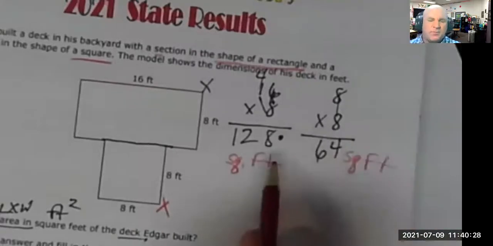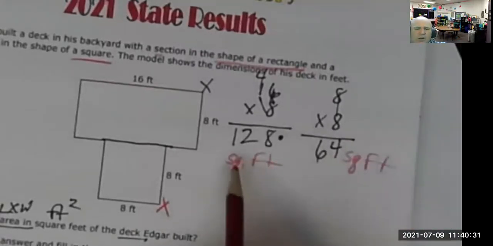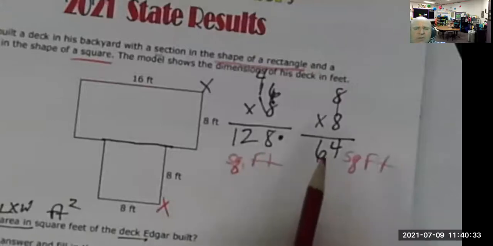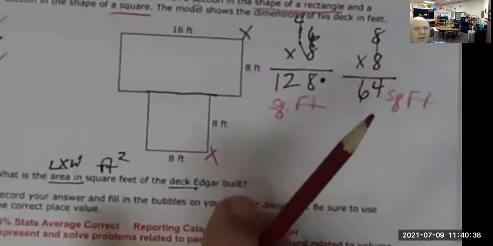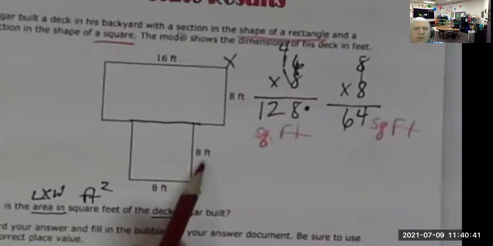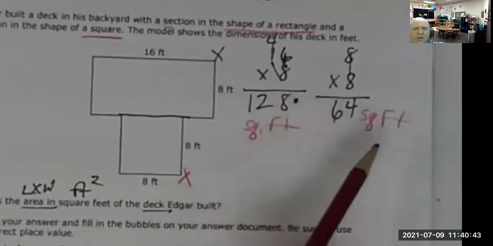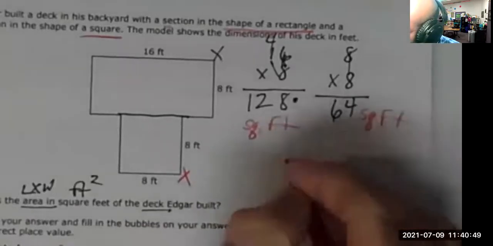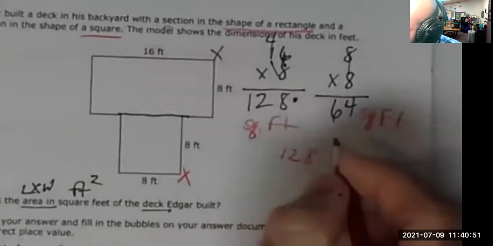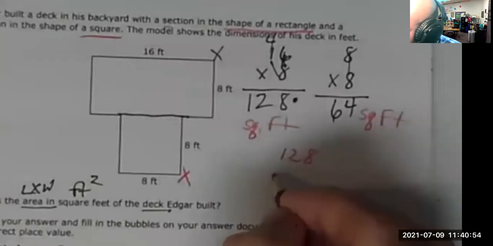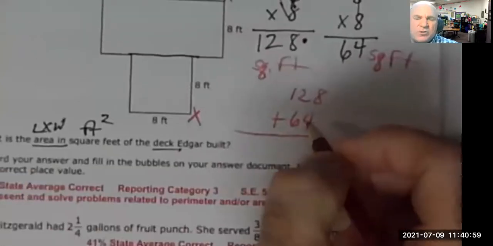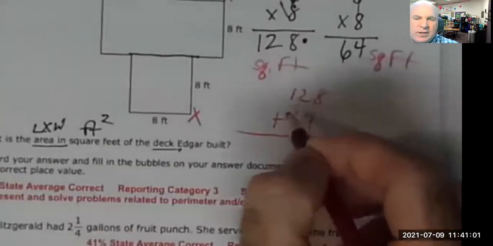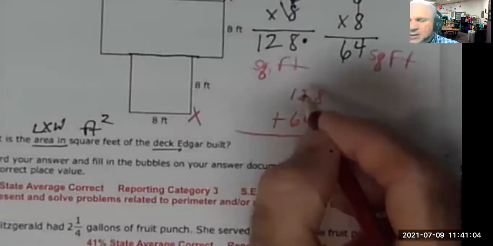And so since 128 square feet has the same keywords as 64 square feet, if you find out what is the total area, all you have to do is, because these keywords are the same, now you can just add 128 square feet plus 64 square feet, making sure that you execute, not exa ugly. Line your ones, tens, and hundreds together.